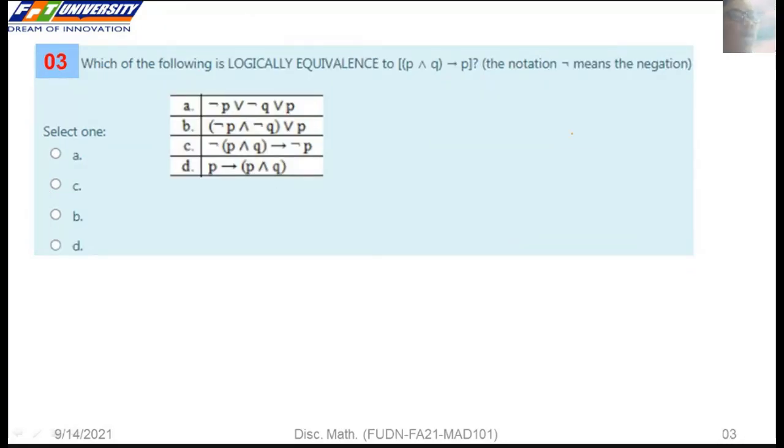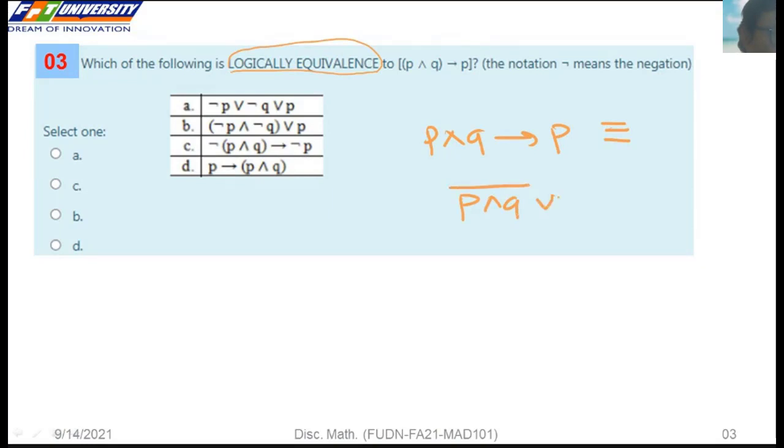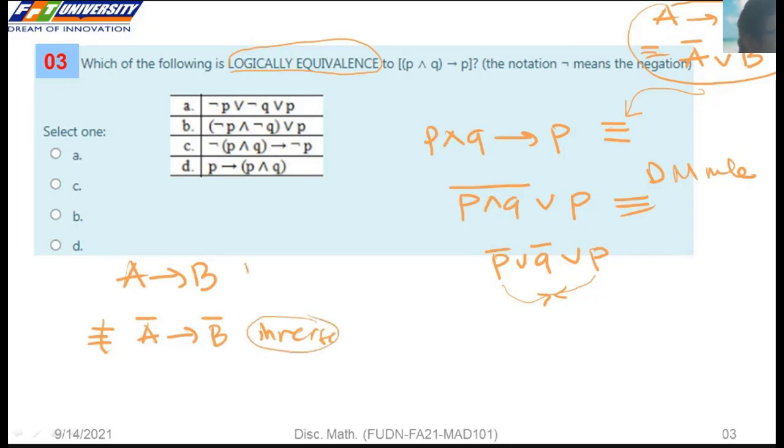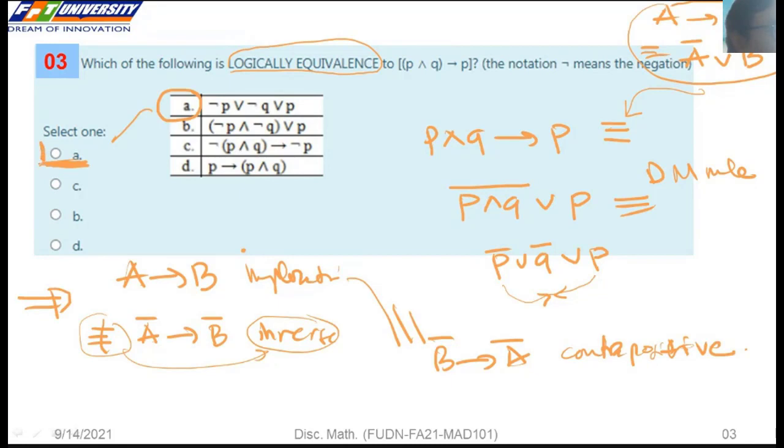The third question: which of the following is logically equivalent? P and Q imply P. Equivalent: not (P and Q) or P. So again, we have A imply B. It means not A or B. We can use this equivalence, so we can use De Morgan's rule. So we have not P or not Q, and then the rest, or P. Now A imply B does not mean not A imply not B. The implication is not equivalent to the inverse, but it is equivalent to not B implies not A. Contrapositive. Keep in mind that the correct answer is A.